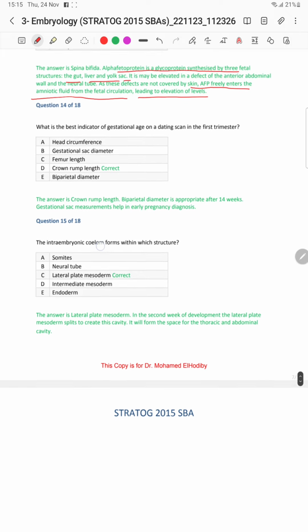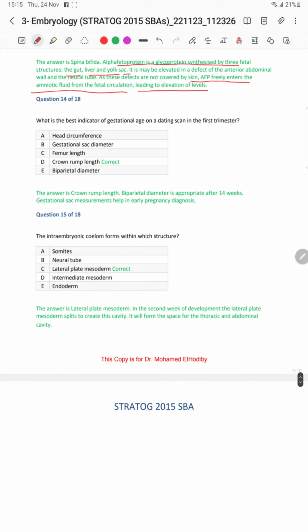Now question number 14. Which is the best indicator of gestational age on the dating scan in the first trimester? It is the crown rump length, also known as CRL. The biparietal diameter is appropriate after 14 weeks of gestational age. This measurement helps in early pregnancy diagnosis.